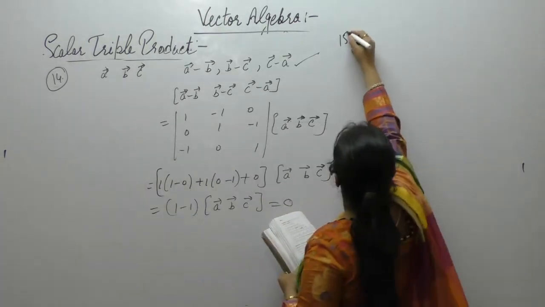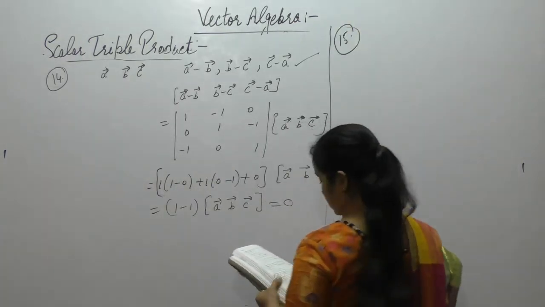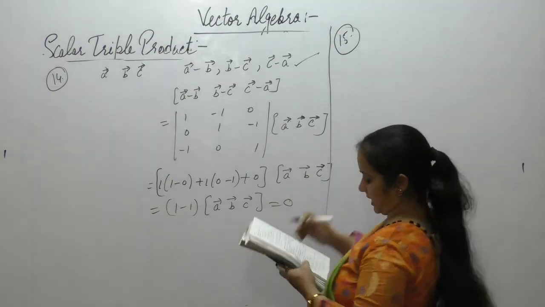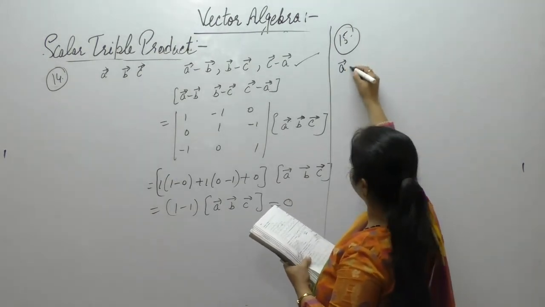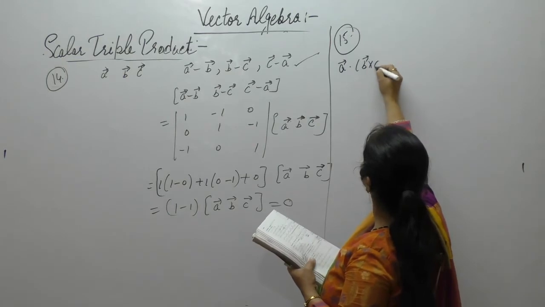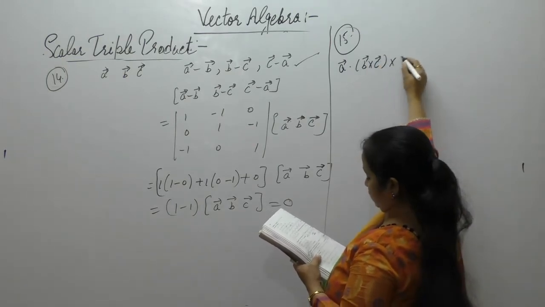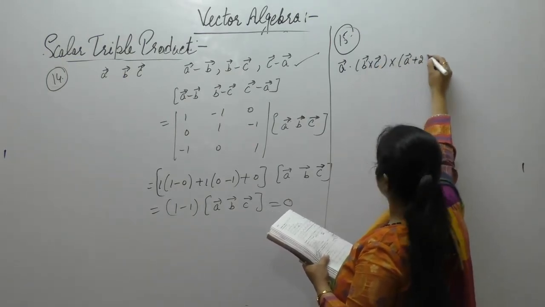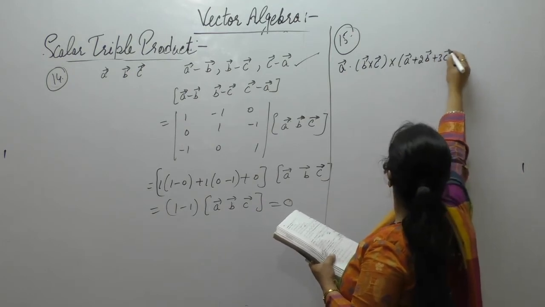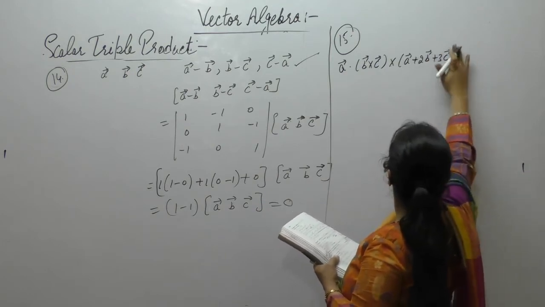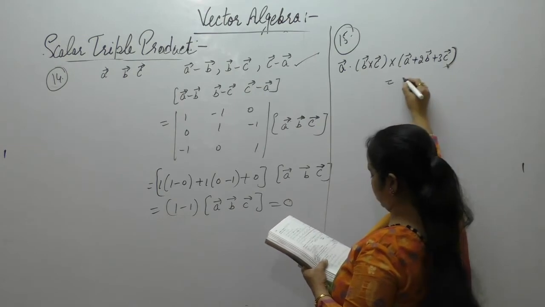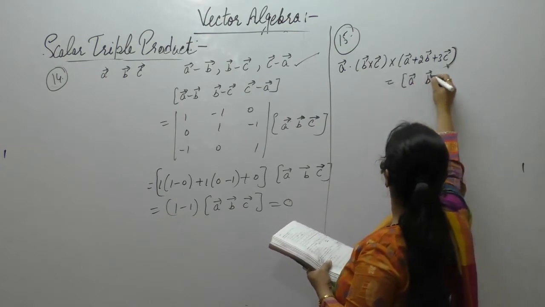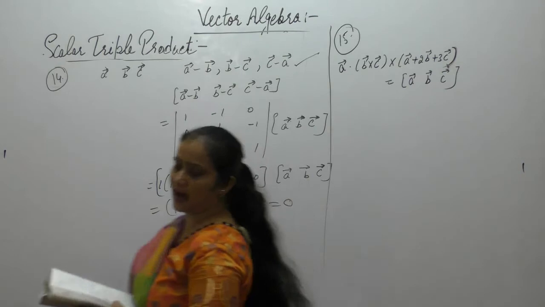The next one is: prove that A vector dot B cross C, cross A plus 2B plus 3C, is equal to the scalar triple product of A, B and C.